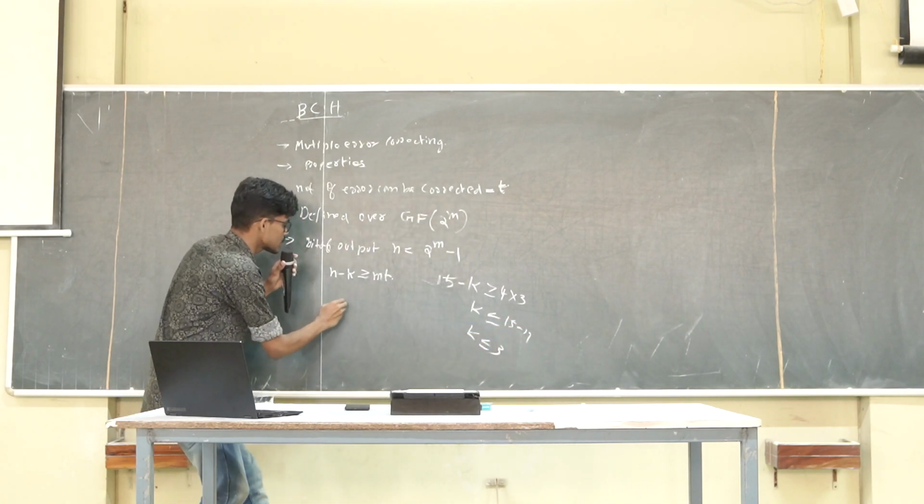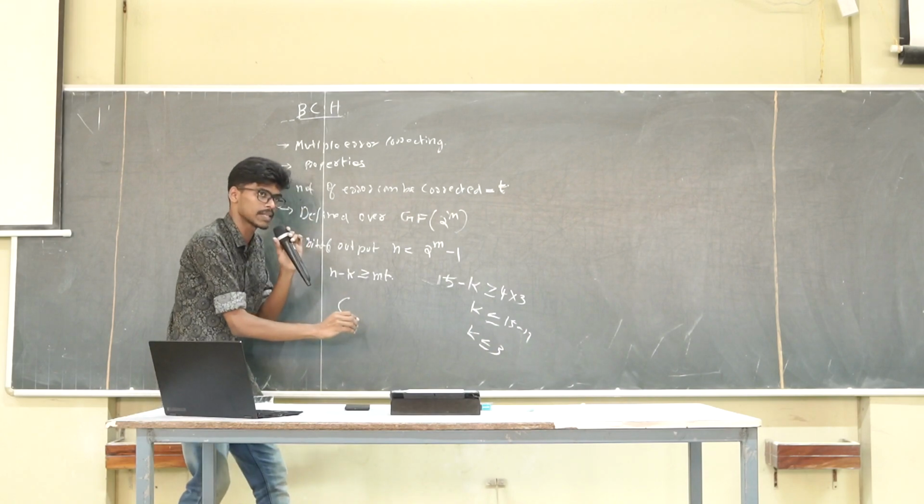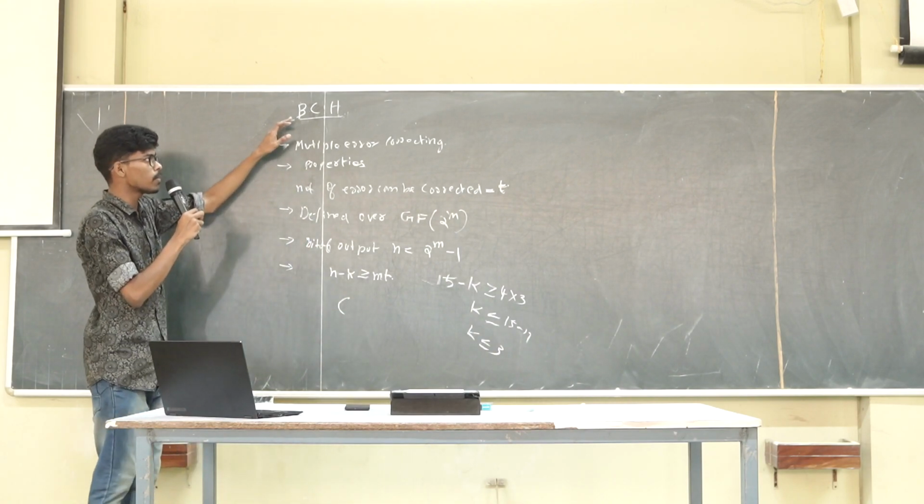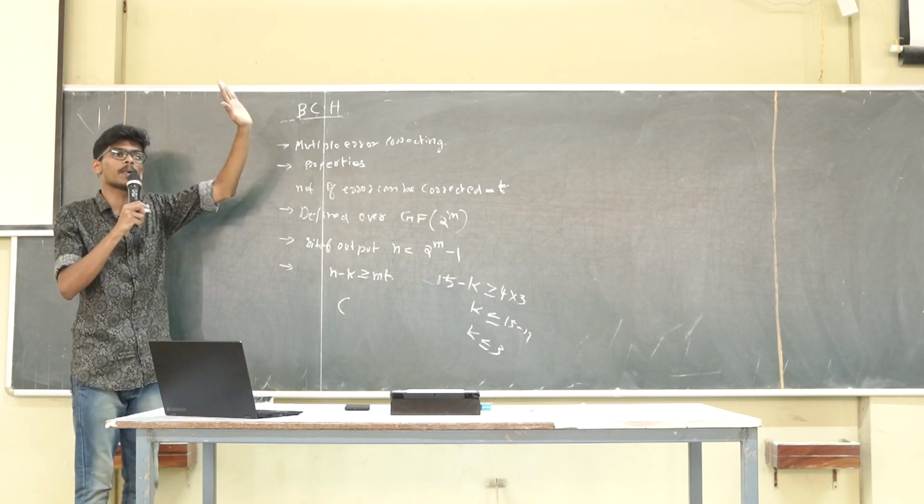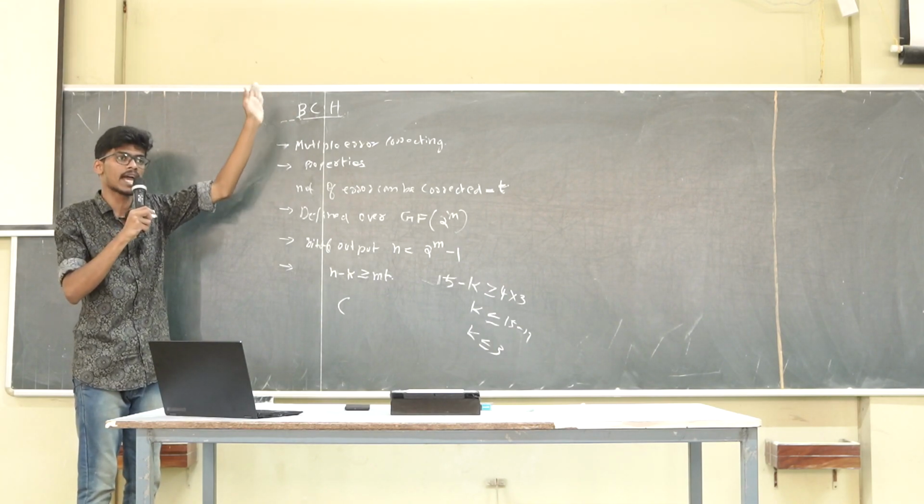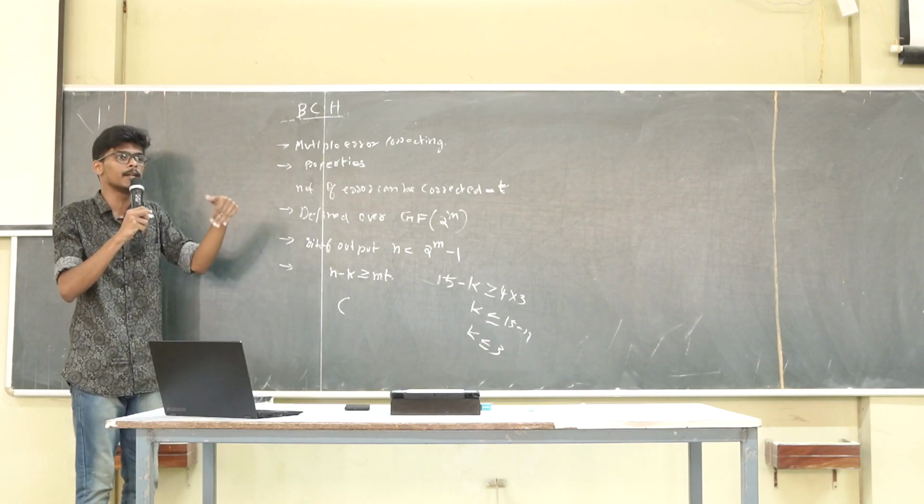So its representation is the n comma k representation. You remember, this is the same as LBC cyclic codes. So all the properties of LBC cyclic codes can be applied here. Only the difference is what?